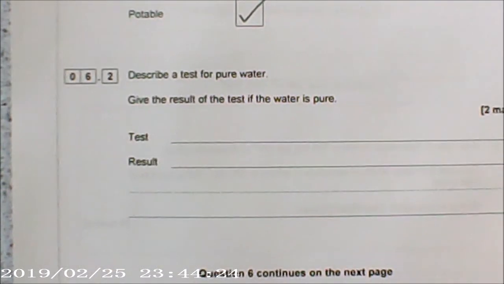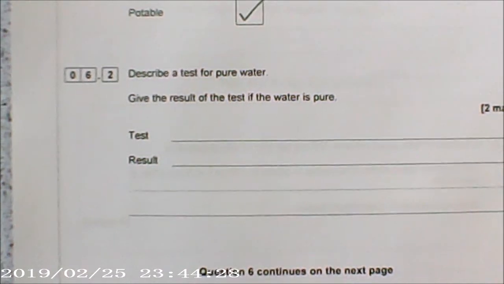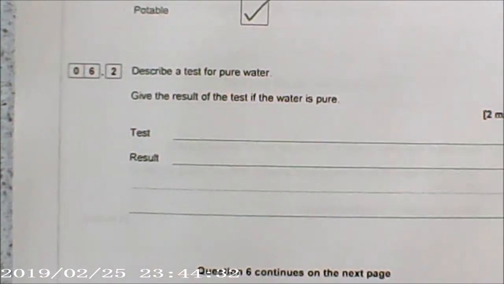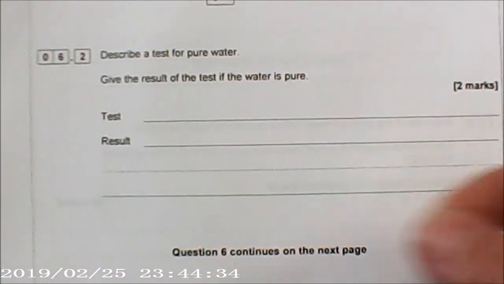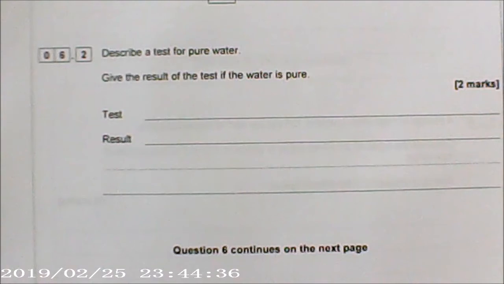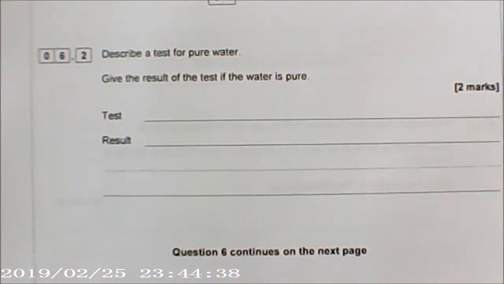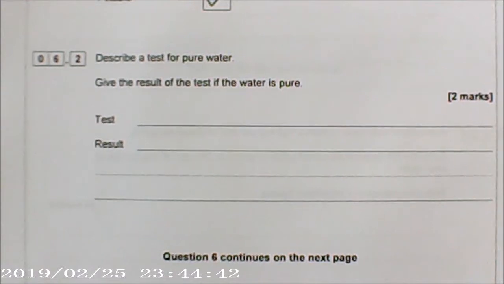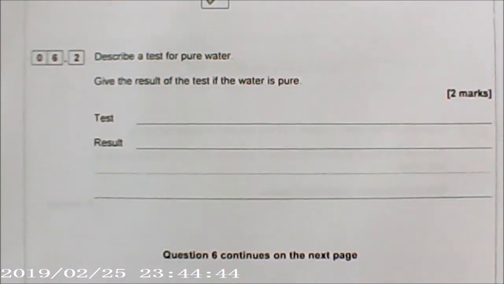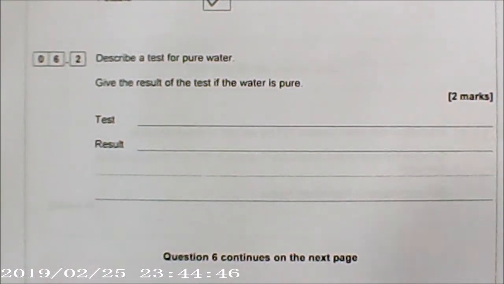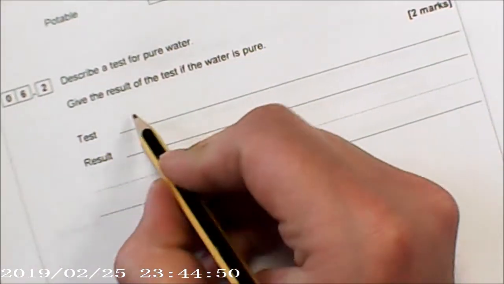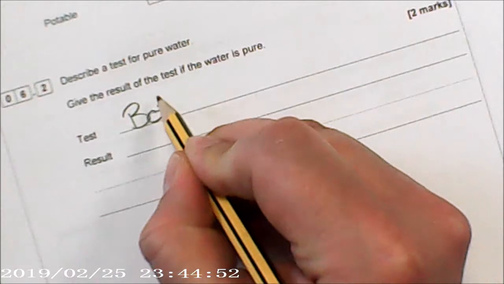6.2, describe a test for pure water. Give the result of the test if the water is pure. So this kind of is set out like one of the gas tests, but this isn't in the chemical analysis gas test section. So what do we know about pure water that is specific to pure water? We know that it boils at a specific temperature. We know that that temperature is 100 degrees Celsius. So to test it, we can boil it.